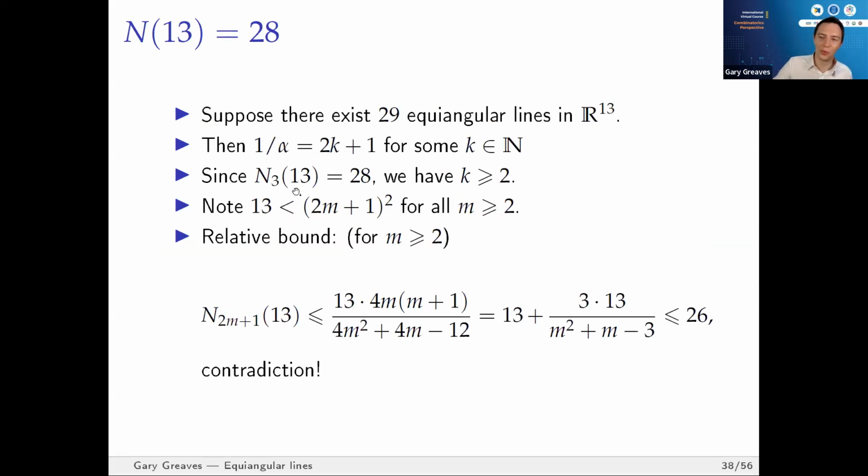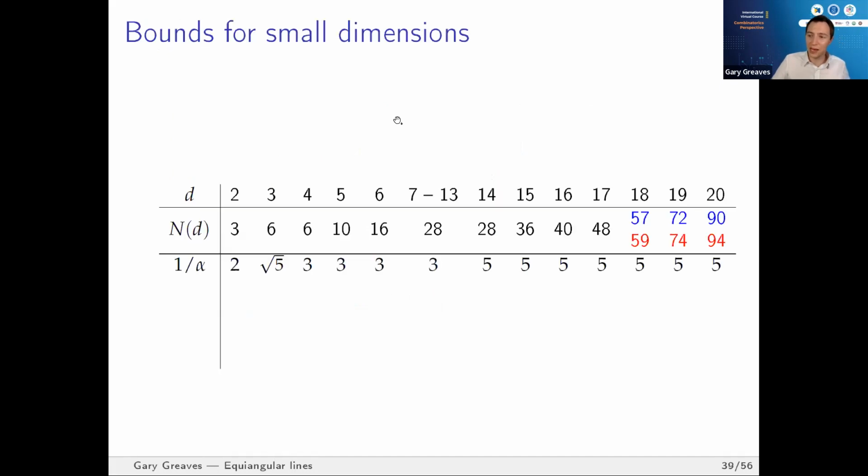And so now we can use that 13 is at most 2m plus 1 for all other m. The next one would be 5 squared, which is 25. So 13 is less than 25. And so we can again apply the relative bound, and this time it gives us 26. And so again, we get a similar contradiction, and we can deduce that n of 13 is 28. Okay, good. So that's some basic demonstration of how we can establish part of our table.